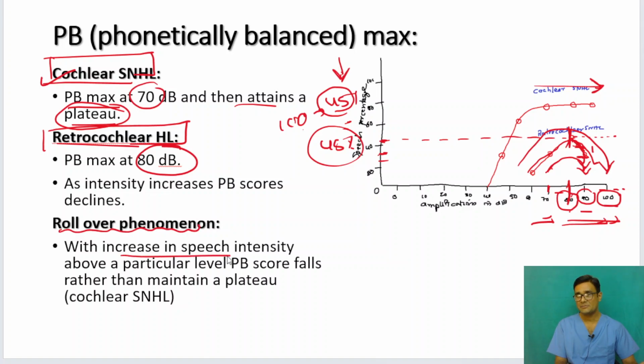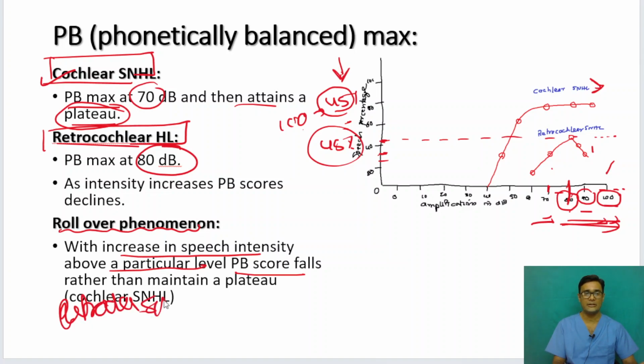So with increase in speech intensity, above a particular level, 80 decibels in this case, the PB score falls rather than maintaining a plateau. The PB score is falling down, right? Rather than maintaining a plateau. That is characteristic of retrocochlear sensorineural hearing loss.